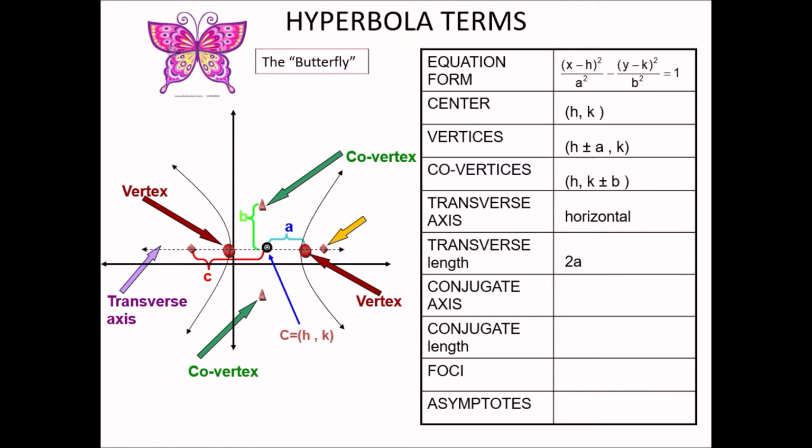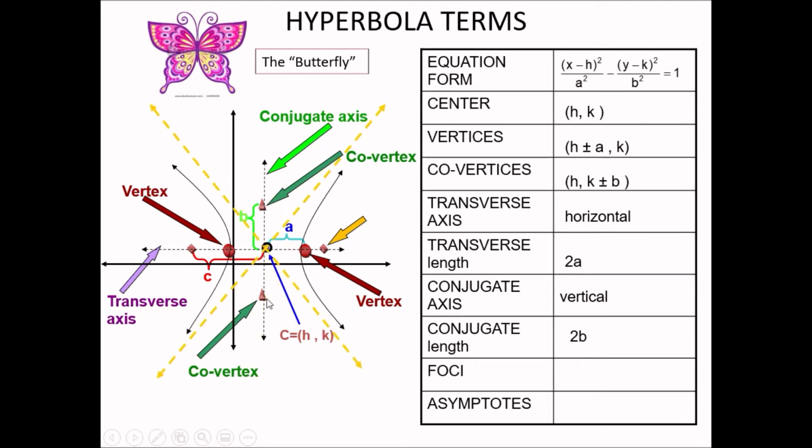How about yung tinatawag nating conjugate axis? Conjugate axis, ito naman yung line or distance from co-vertex to its co-vertex. So, it is vertical. Conjugate length natin, since unit b from the center to one of its co-vertex is b, pag pinag-add natin tong lahat, that is 2b.